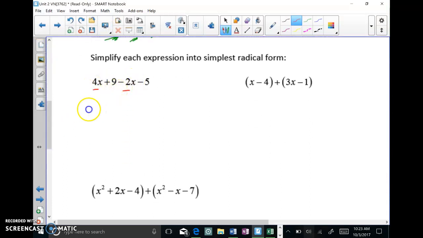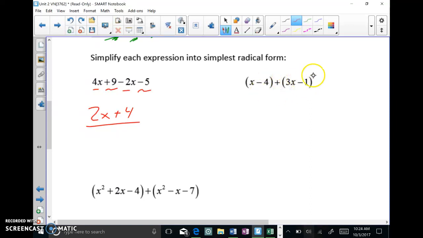So positive 4, negative 2 is positive 2x, and it stays x, right? Because that's what's like about them. That's what's common about them. And then I have a positive 9 and negative 5. That's going to be plus 4. And that's it. Can't combine those. So you're done.